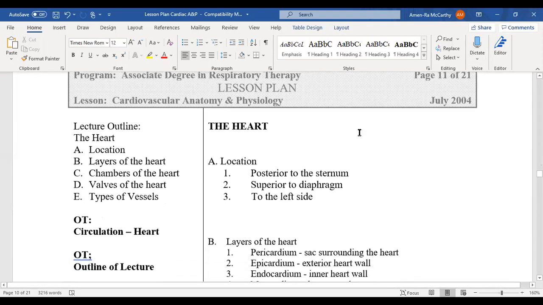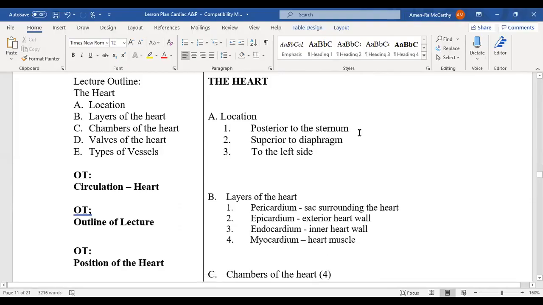All right? We talked about the heart, the location. Where is the location of the heart? Okay, so what about to the sternum? Where is it in relationship to the sternum? Posterior or behind, or you can even say retro, right? Behind the sternum. What is its location to the diaphragm? Superior means above the diaphragm. And which side does it hang to? To the left.